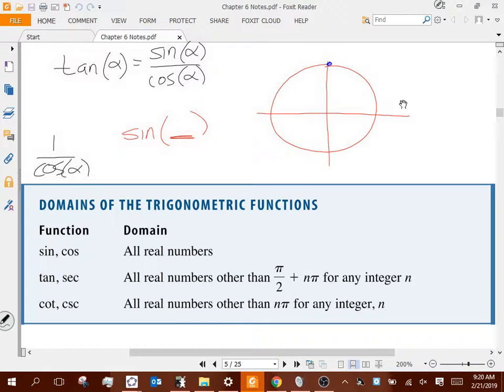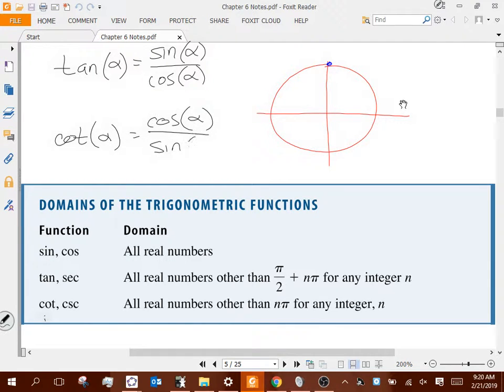Okay, so that's nice. And then cotangent, that's the reciprocal of tangent, right? If tangent was sine over cosine, then cotangent, being its reciprocal, would be cosine of alpha over sine of alpha, right? Or sine of my angle. So now I'm asking my question, well, where is sine 0, right? Well, sine's got to be 0 at what measurements? What angles?